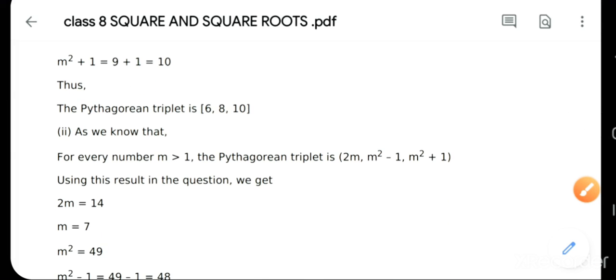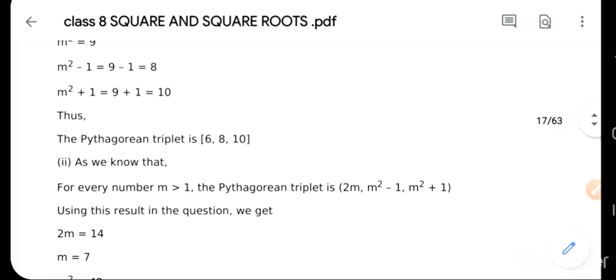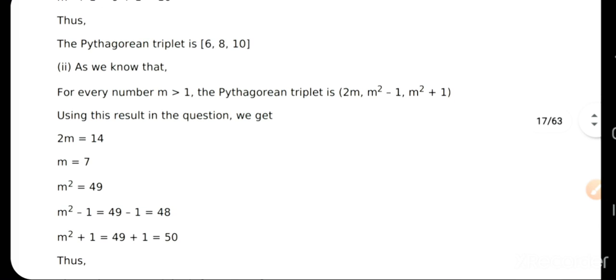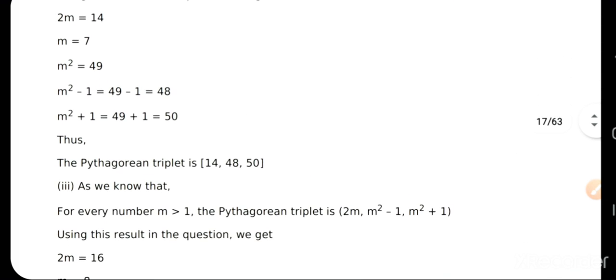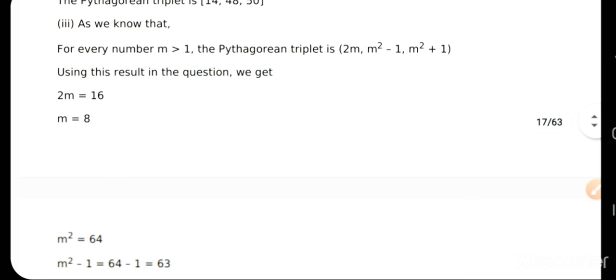In the same way, you need to solve the rest of the questions. The smallest numbers given are 14, 16 and 20, and you have to solve them yourself. You just have to equate 14, 16 and 20 to 2m, find the values of m, and then find the values of m square minus 1 and m square plus 1. Then you will have the Pythagorean triplet. Just have a look at the solution of the next questions. If you don't understand, just pause and read.